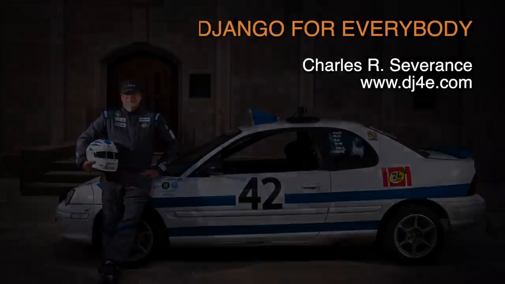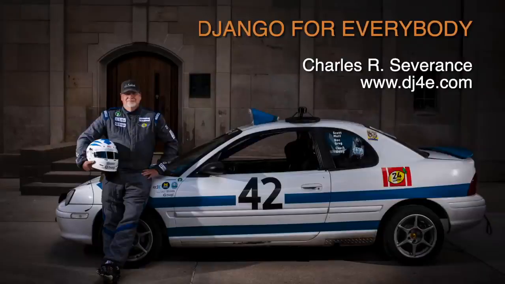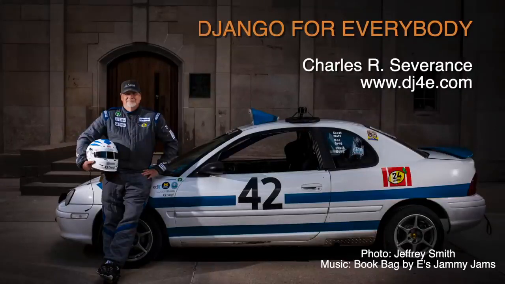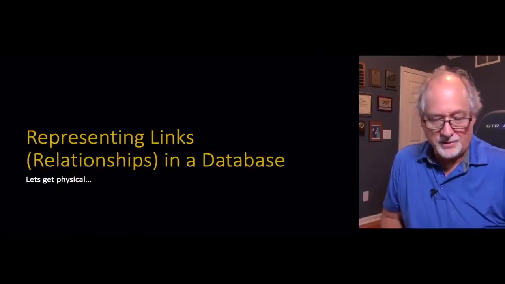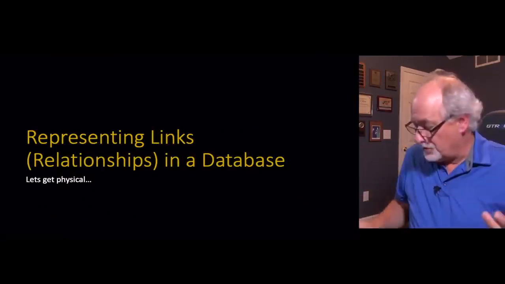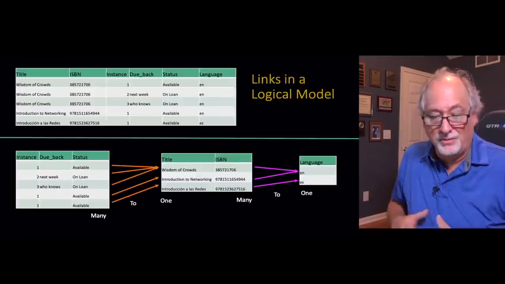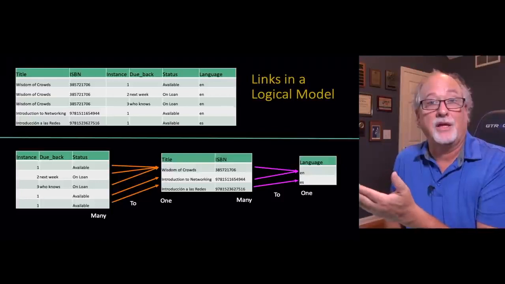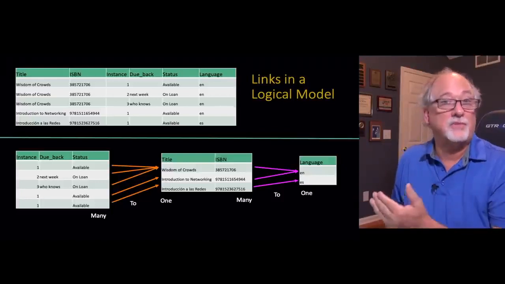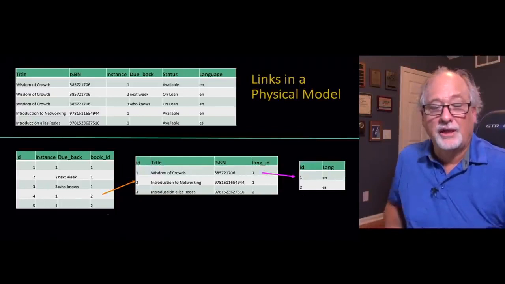So far, I've been just sort of saying there's an arrow, but we have to have a way to actually store it in the database. So now we're going to talk about how we can represent links in a database. Up till now I've just been drawing arrows and assuming that you know how to do them. So here's some arrows, right? We got some book instance rows that can somehow magically connect to some book rows, and some book rows that can magically connect to a language row.